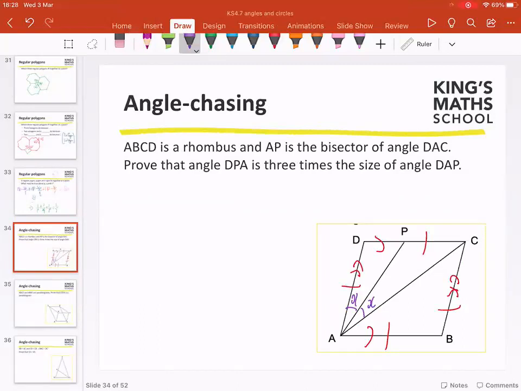All I'm told is that it's a rhombus and it's a bisector. So then what can I work out from that? And this is where this is the chasing. So if those are X and X, then that must be 2X. But that's an isosceles triangle, so that's 2X. And that's a bisector, so that's 2X. And that's a triangle, so that is 180 take away 3X. And then that's a straight line, so that's 3X. Oh, well, I'm done. DPA is 3 times DAP.